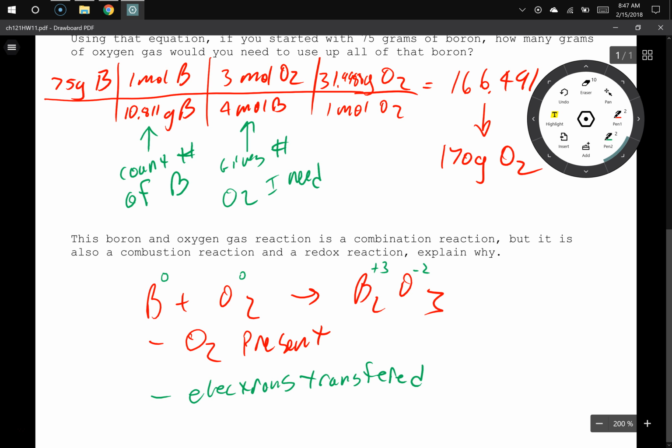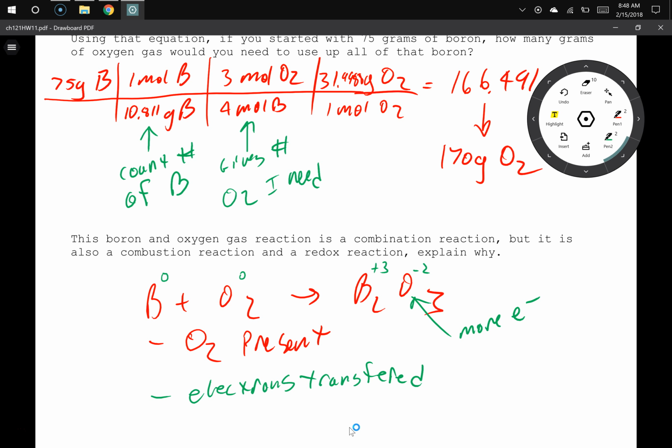So tell me about the electrons being transferred. Where did the electrons get transferred to, and where do they get transferred from? No. Oxygen grabbed the boron's electrons, and that's why the oxygen oxidized the boron. Correct. This oxygen has more electrons. How do I know that the oxygen has more electrons? It has a negative charge. The only way to get a negative charge is to have more electrons than protons.